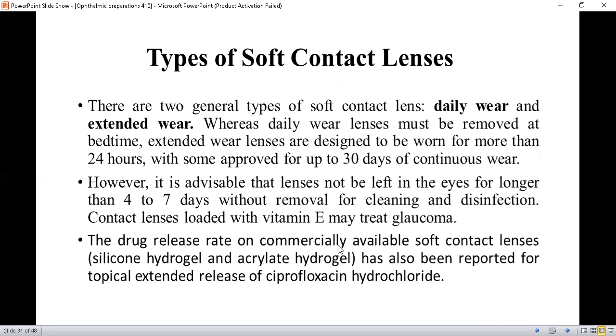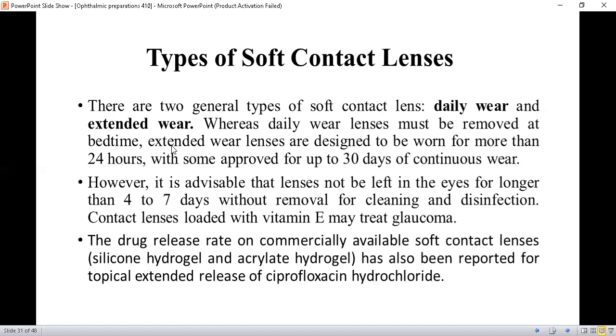Now students, there are basically two types of soft contact lenses: daily wear and extended wear. Daily wear lenses must be removed at bedtime. Extended wear lenses are designed to be worn for more than 24 hours, with some approved for up to 30 days of continuous wearing. However, it is advisable that lenses not be left in the eyes for longer than 4 to 7 days without removal for cleaning and disinfection.